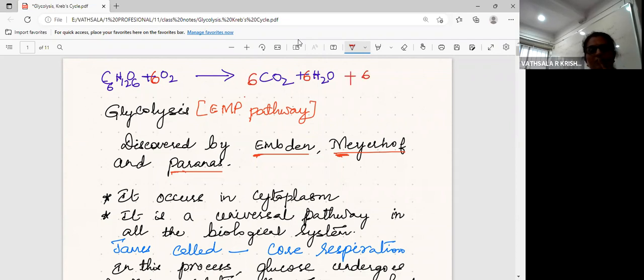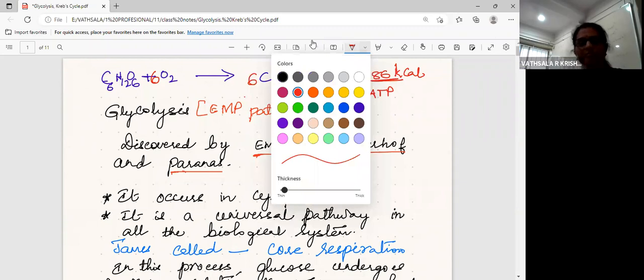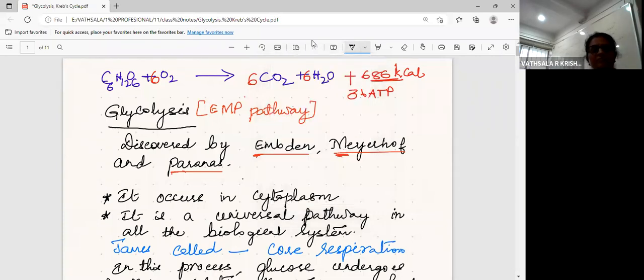with respect to it, 686 kilocalories. Okay, and 36 ATP. In some scenarios, it's 38, 40.